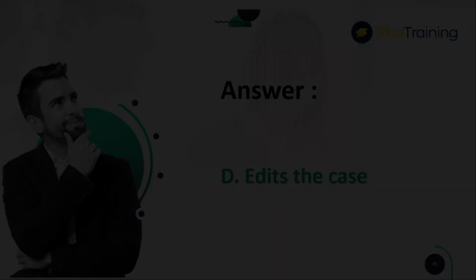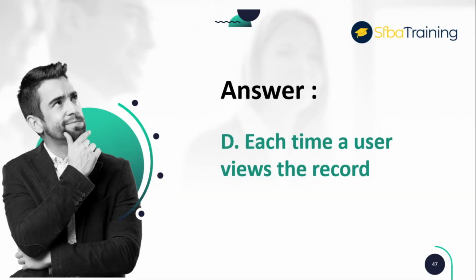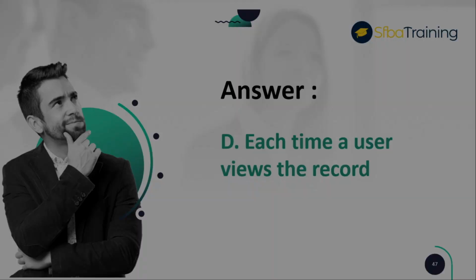Edits the case. Number 23. Custom formula fields are recalculated: A. Nightly. B. Every 20 minutes. C. Once per user session. D. Each time a user views a record. The answer is D. Each time a user views a record.